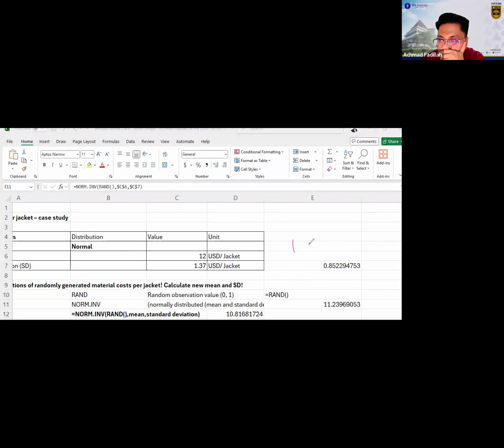Just press F9 on your keyboard, and that can be used to make this simulation or iteration. This is for iteration.